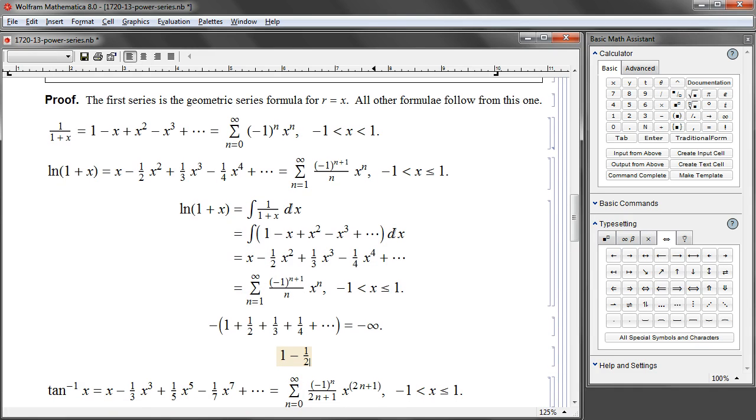1 minus 1/2 plus 1/3 minus 1/4 plus 1/5 minus 1/6 plus and so on. And this is going to be log of 1 plus 1. But what is log of 1 plus 1? It's log of 2. So we ended up with a rather interesting identity.